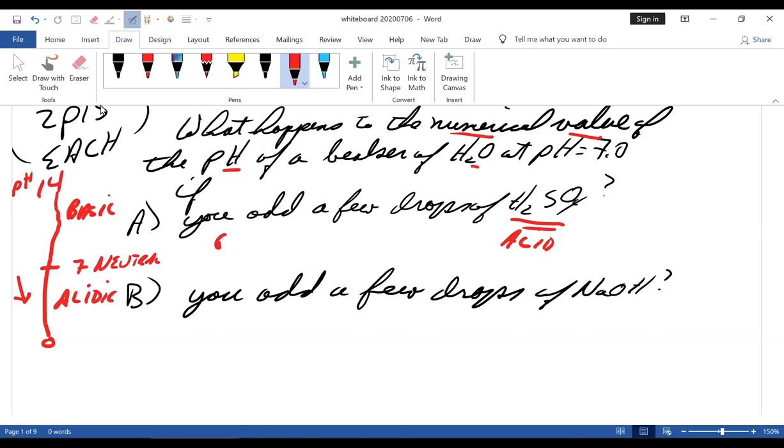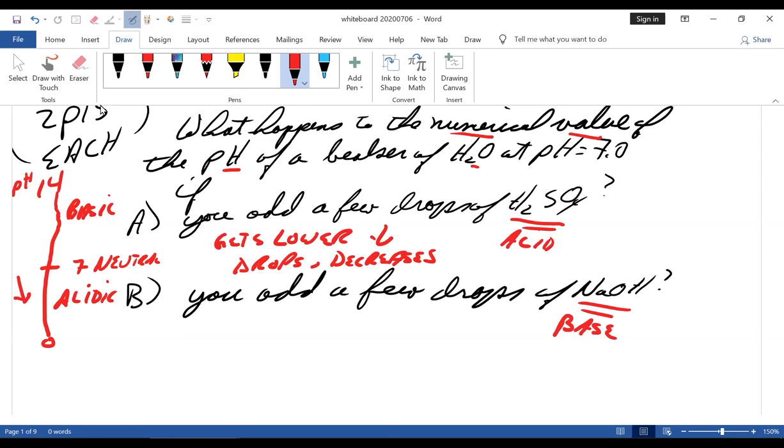You could put down gets lower. It drops, or you can put down drops or decreases. Those are all acceptable answers. Now, what is sodium hydroxide? You need to know that is a base.